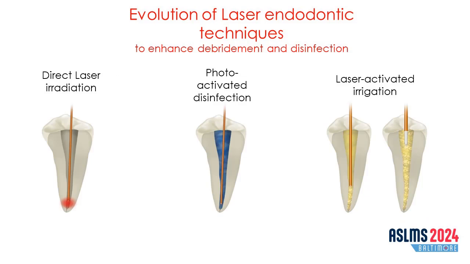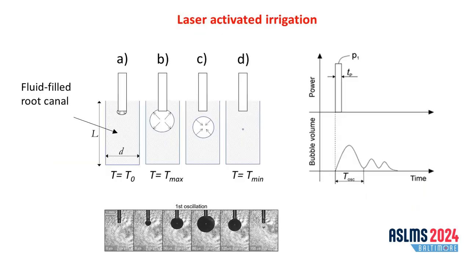Laser endodontics has evolved. It started really as direct laser radiation, in fact even for shaping, so ablating of the root canal. Then it followed with photoactivated disinfection, introducing a certain absorbing liquid into the root canal that was absorbed specifically by a special laser wavelength. This was for disinfection. And then the final stage is laser-activated irrigation.